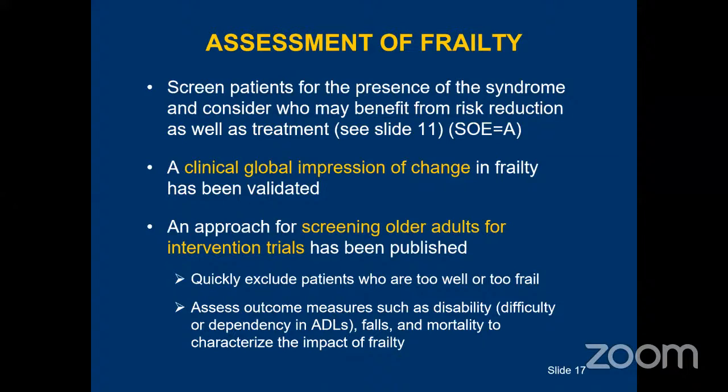Now for the assessment. Screening patients for the presence of the syndrome and consider who may benefit from the risk reduction as well as treatment. A clinical global impression of change in frailty has been validated. An approach for screening older adults for intervention trials has been published. So the presence of frailty can be assessed by several established methods. The approach used may differ depending on the setting and goal.